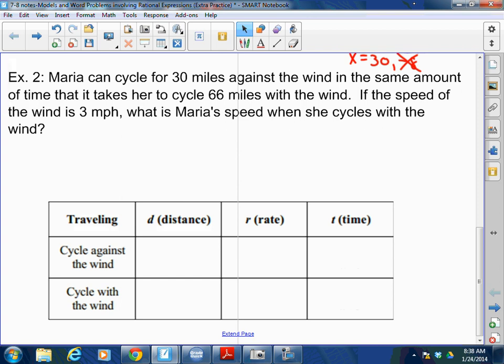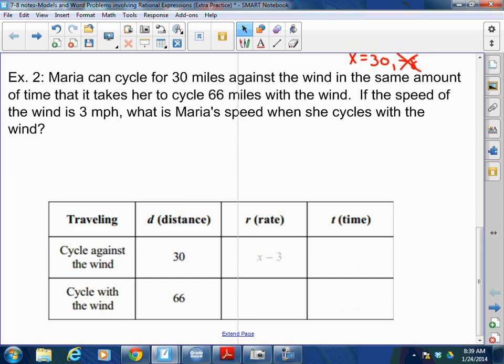Okay, what is the distance? Set up your table always. What is the distance that they cycled against the wind? She cycled 30 miles against the wind. Excellent. Now, in the same amount of time that it takes her to cycle 66 miles with the wind, what's the distance with the wind? 66. If the speed of the wind is 3 miles per hour, what is Maria's speed when she cycles with the wind? Okay, thank you.